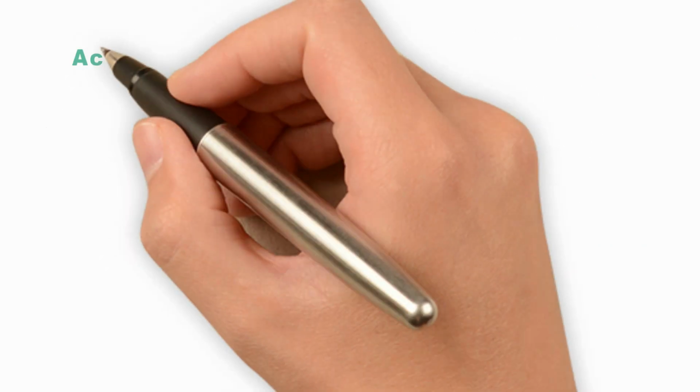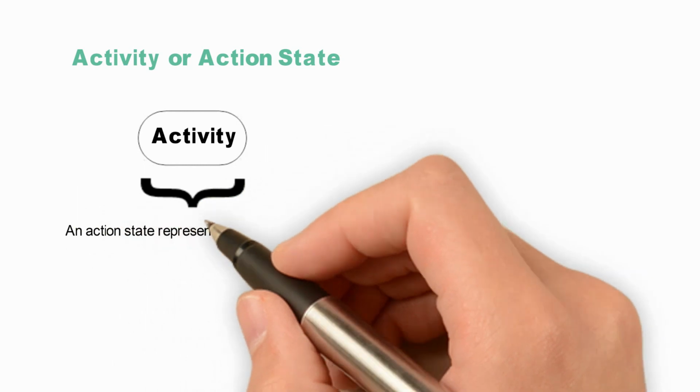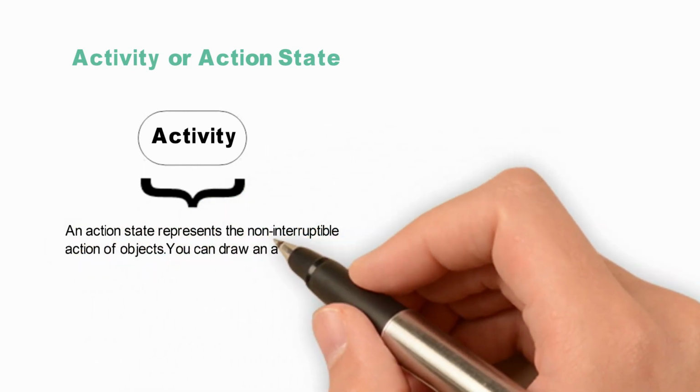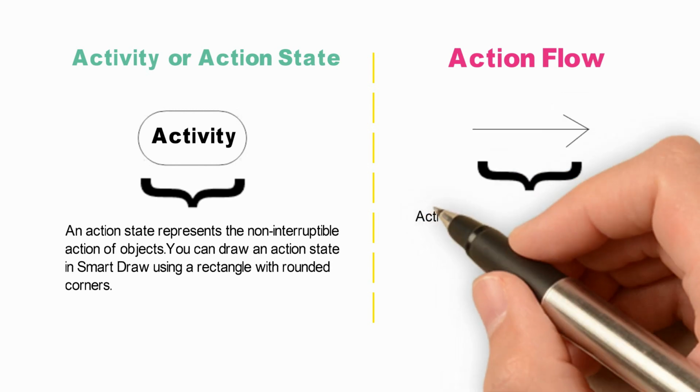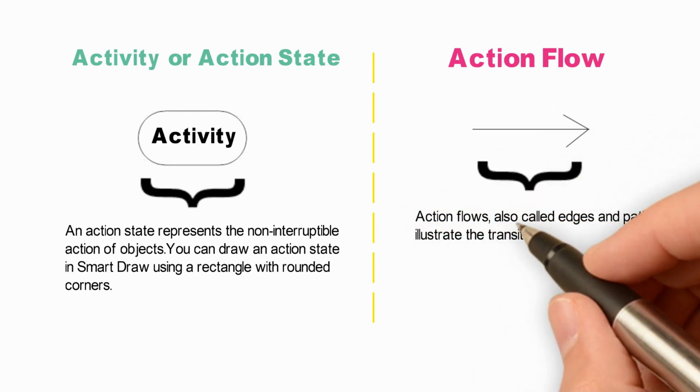Next we'll move to the activity or action state. An action state represents the non-interruptible action of an object. Next one is action flow. Action flows are also called edges and paths. They illustrate the transition from one action state to another action state. They are usually drawn with an arrow line.